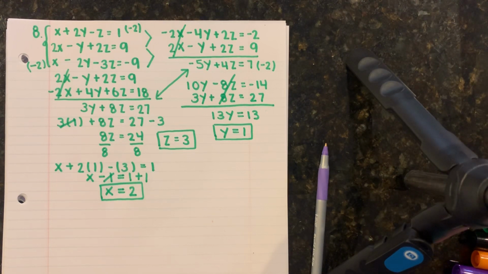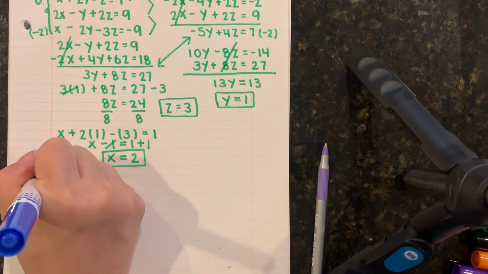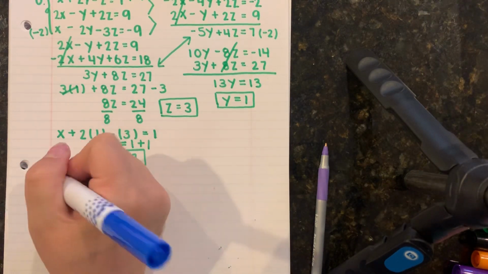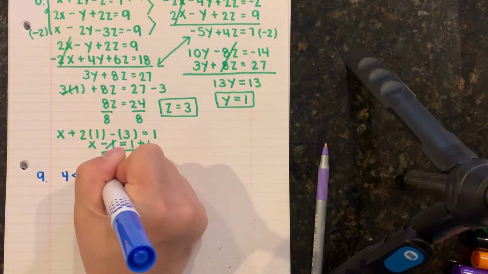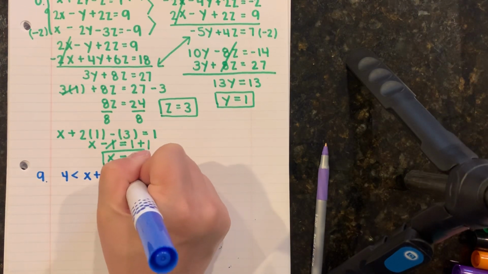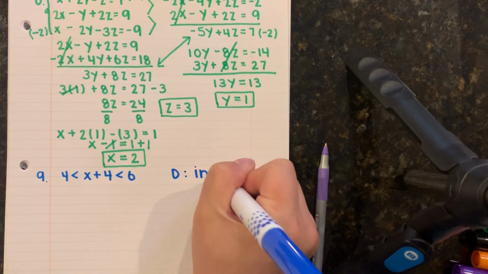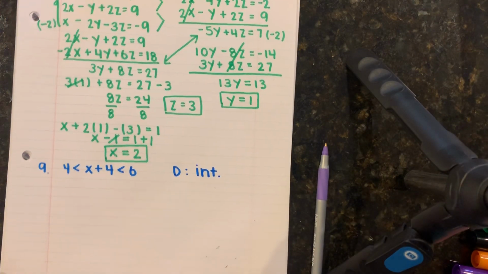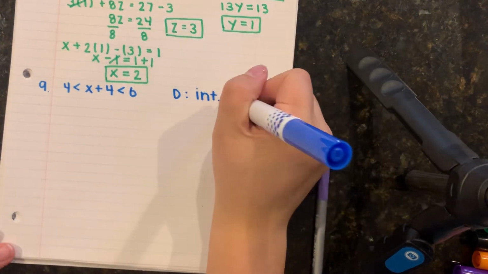Now, the next thing we're going to look at is number 9. So number 9, we have our inequalities. So we have 4 is less than x plus 4, which is less than 6, and the domain is going to be integers. So the first thing we're going to determine is that integers is not the dot with the arrow, it's actually going to be the dots.